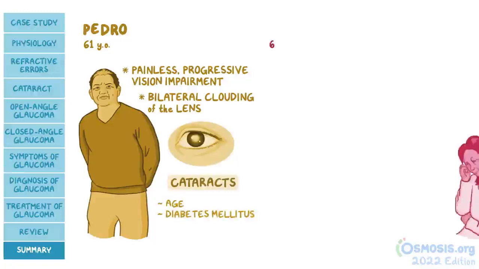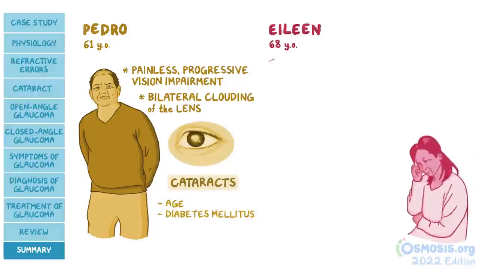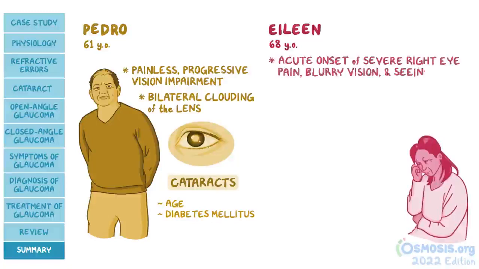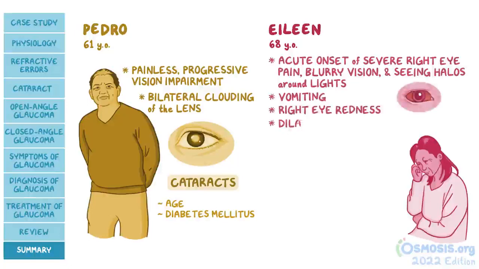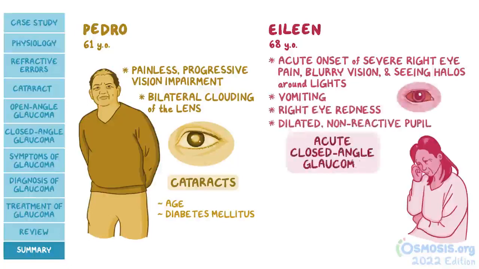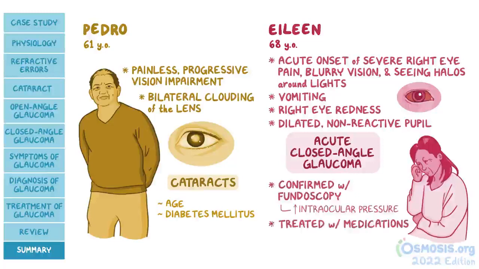On the other hand, 68-year-old Aileen came in complaining of acute onset of severe right eye pain, blurry vision, and seeing halos around lights. In addition, she has since been vomiting. Along with the physical examination revealing right eye redness and a dilated non-reactive pupil, the diagnosis of acute closed-angle glaucoma is highly likely. This was then confirmed with tonometry, which showed increased intraocular pressure, and treated with medications in an emergency setting.